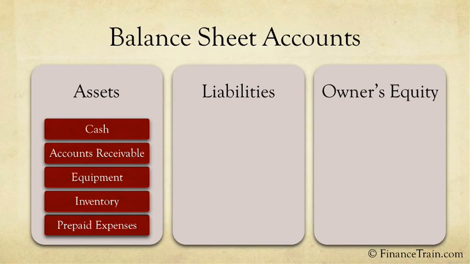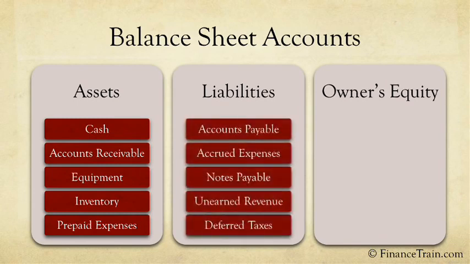Common types of liability accounts include accounts payable, notes payable, unearned revenue, deferred taxes, long-term debt, and so on. The accounts payable refer to the money that a business owes to other businesses or individuals. Notes payable is the money that a business promises to pay at a future date, and the unearned revenue is the money received in advance.